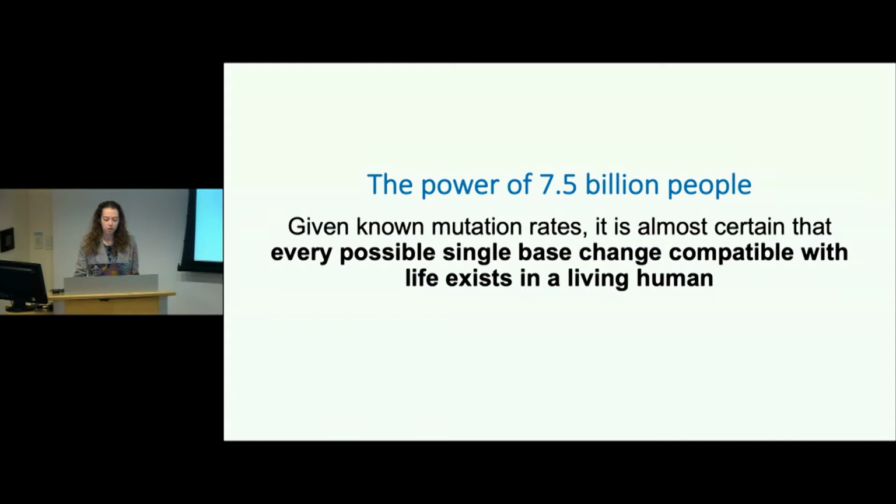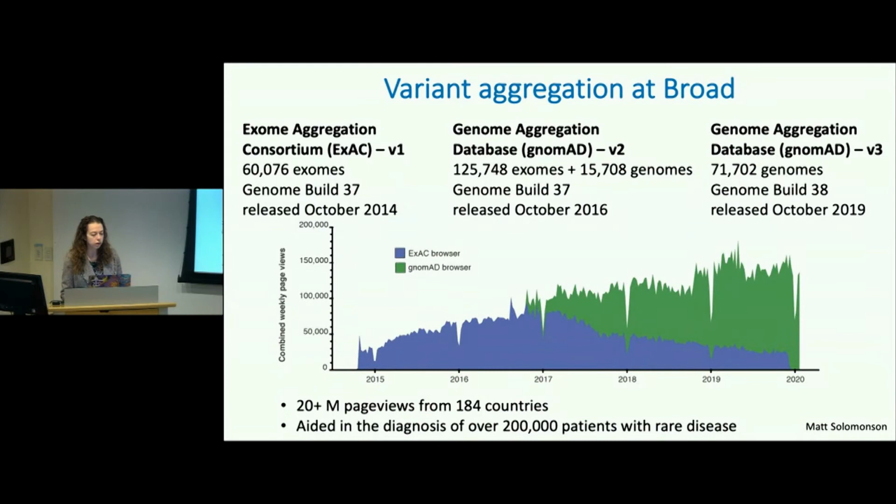And so one of the things is a lot of the data gets sequenced in different places, and so it's been really important to bring it together and harmonize it to have data sets that sample a lot of the human variation. So we're doing a lot of variant aggregation at the Broad Institute and really leading in this area. And so this is all work that was started by Daniel MacArthur and has been carried on by the team.